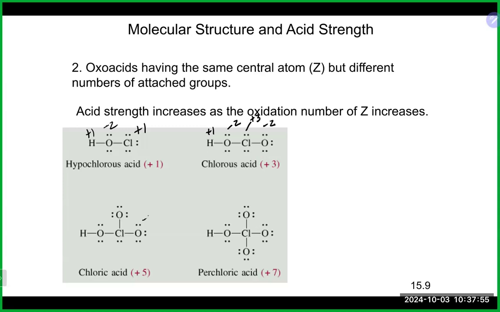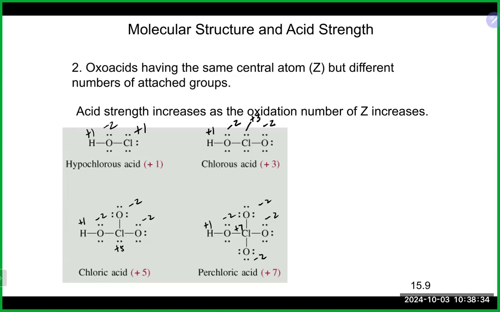Here's the one we just did, I think, on the previous slide: -2, -2, -2, and +1. That's a -6 and a +1, which is why the chlorine here is +5. And lastly, with perchloric acid, -2, -2, -2, and -2, and +1 for the hydrogen. So our oxygen is contributing a -8 charge. Hydrogen is a +1 charge. That leaves you a -7. Again, this is neutral, which means that the chlorine here is a +7 oxidation state.